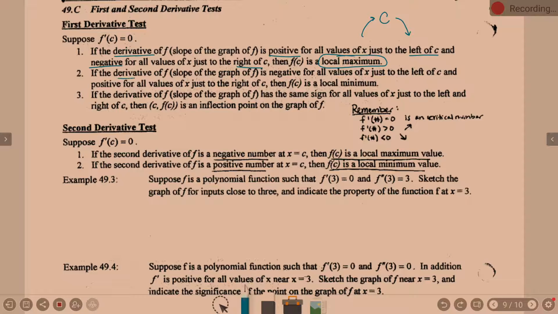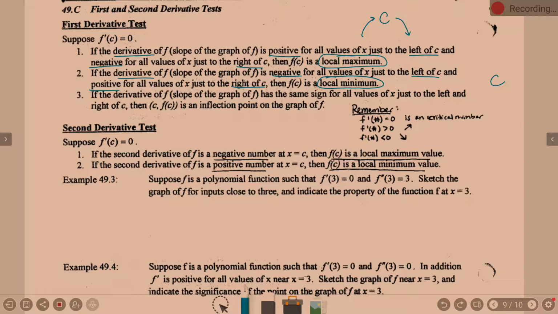If the derivative of f, so the first derivative, is negative for all values of x to the left of C, and positive for all values of x to the right of C, then f of C is a minimum. You want my visual again? Okay, so my first derivative to the left of C is positive. So what's that indicating if it's positive? Wait, no, I just totally read that wrong. Okay, negative to the left of C.